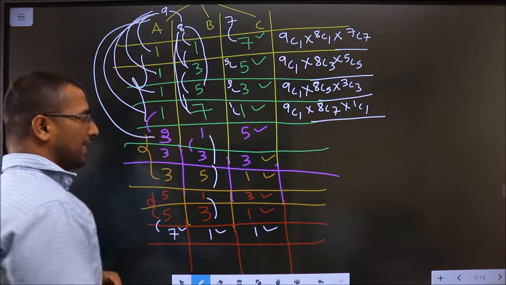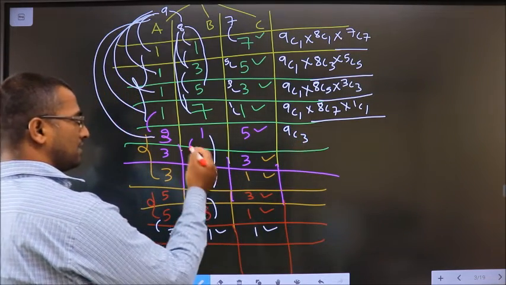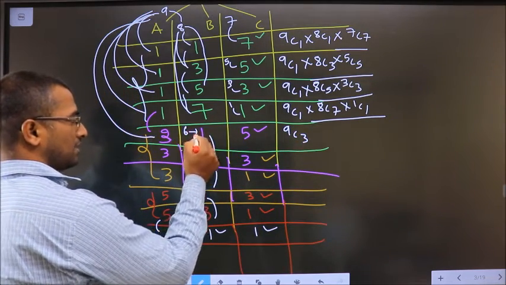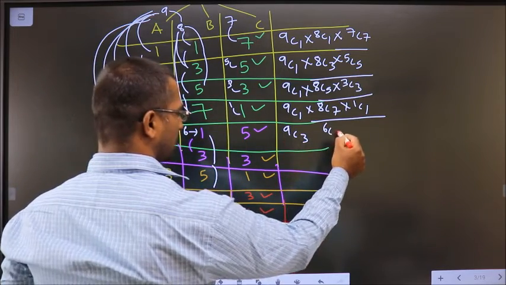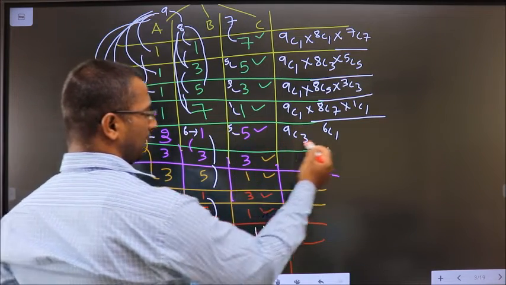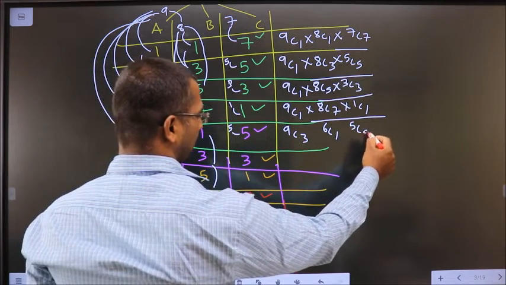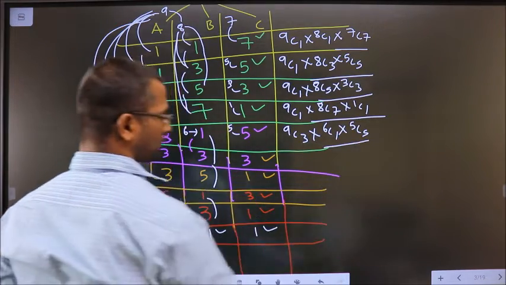Okay, next. From 9, you need to give 3 to A. That can be selected in 9C3 ways. 9 minus 3, 6. From 6, you need to select 1 and give to B. That can be done in 6C1. 6 minus 1, 5. 5 given to C in 5C5 ways. All need to happen, so it's a multiplication between them.